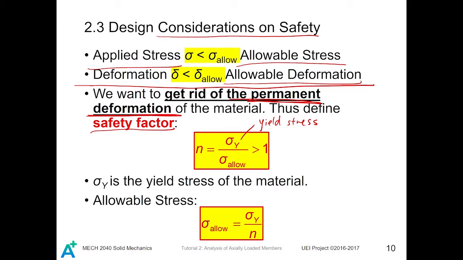The allowable stress of a piece of material is just a rewriting of this safety factor formula, which is sigma allowable, the allowable stress, equals the yield stress divided by the safety factor.